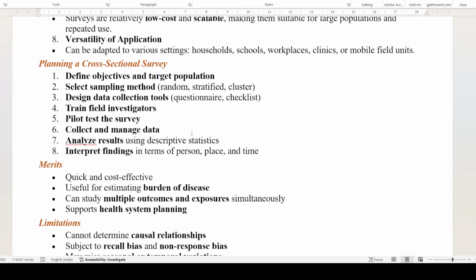So if we are planning a cross-sectional survey, there are certain steps that we have to see. We have to define the objectives, define the target population, and select the sampling method, which could be random, stratified or clustered. The data collection tool has to be designed. We have to train the field investigators. We have to do the pilot test of the survey. We have to collect and manage the data, analyze the results, then interpret the findings.